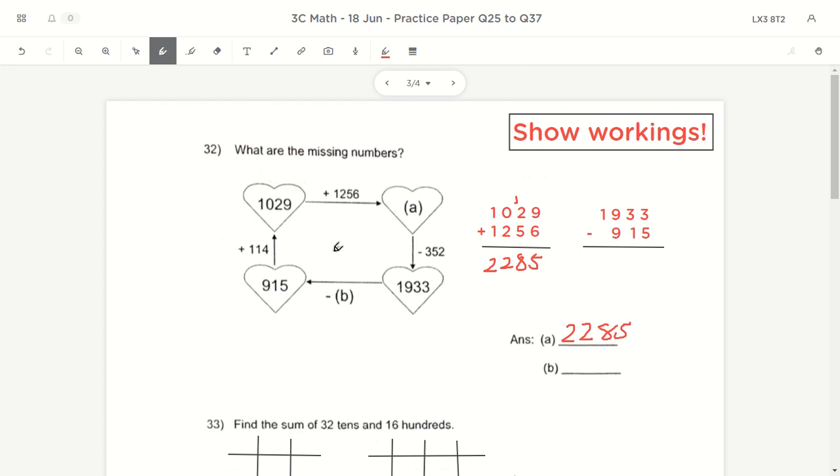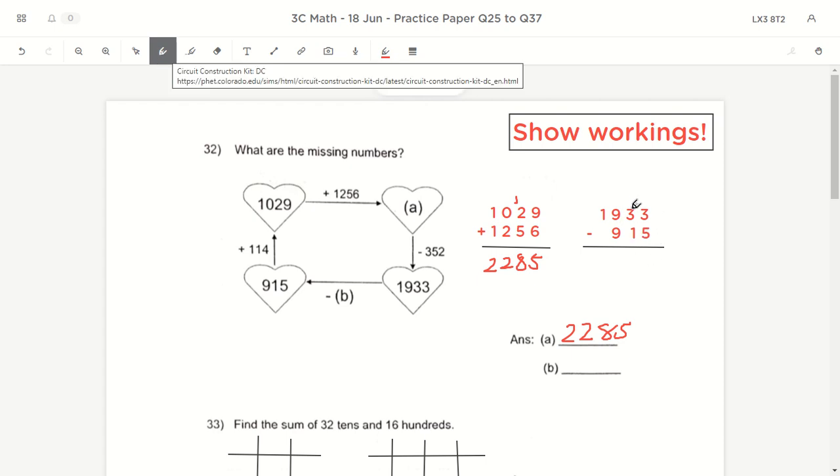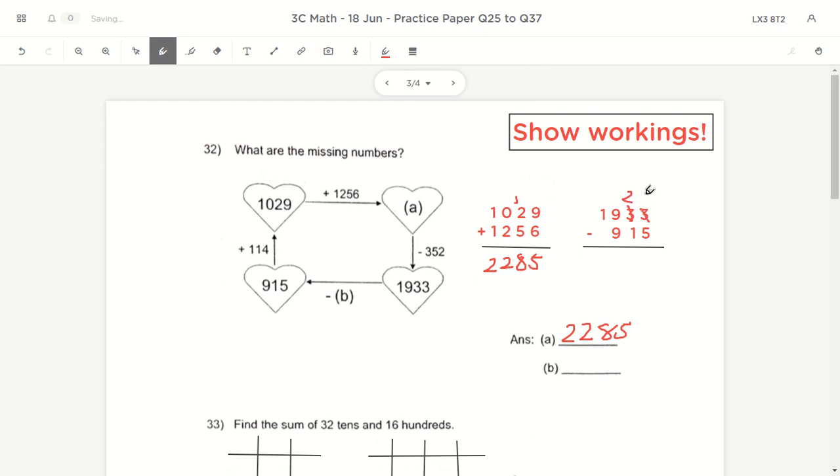Alright, for B, you realize that 1933 minus this amount will give you this amount. So all you need to do is to use 1933 minus this, and it will give you the difference. Okay, so this is the difference. Same thing, this minus this will give you the difference. So again, you work it out. 1933 minus 915. Not enough, you regroup. This one becomes 2. This becomes 13. 13 minus 5 give you 8. 2 minus 1 give you 1, 0 and 1. So we have 1018.